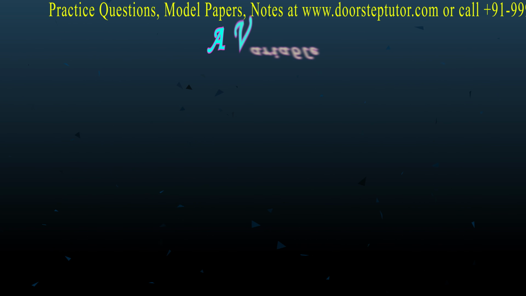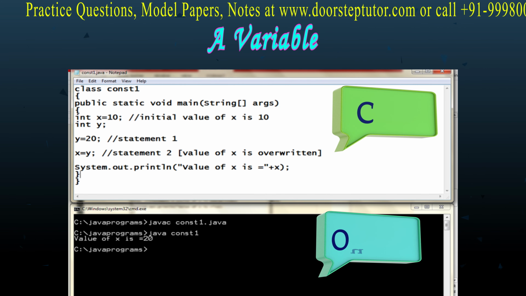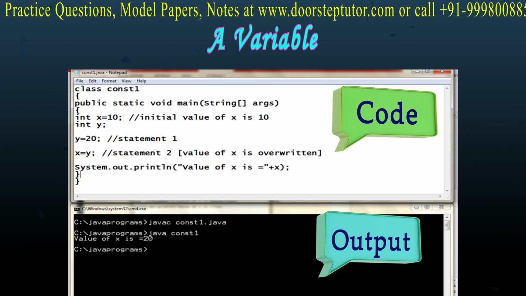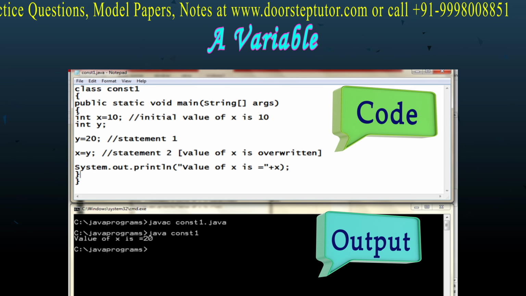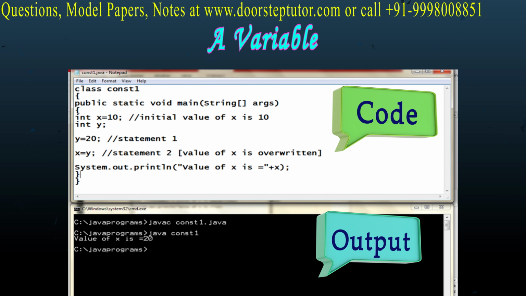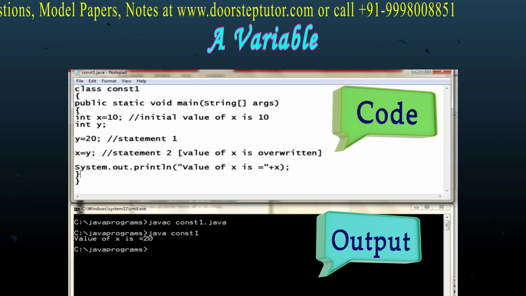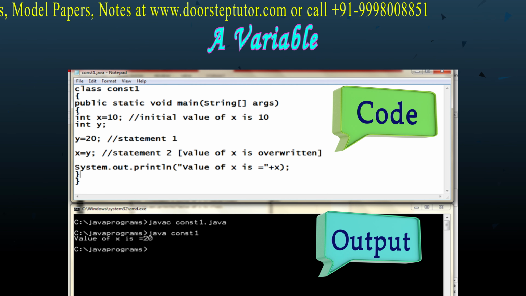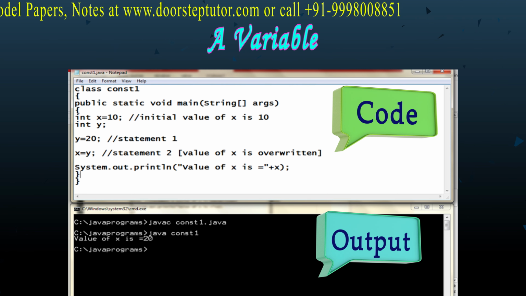In the next slide I have shown that if we do not use final as a keyword, then we can easily modify the value. So now it is modifying the value of x. It means that y's value will be assigned to x and the x value will get modified into 20, which was 10 before. Here we have not used any final keyword. So this is the difference between the normal variable and the constant variable.